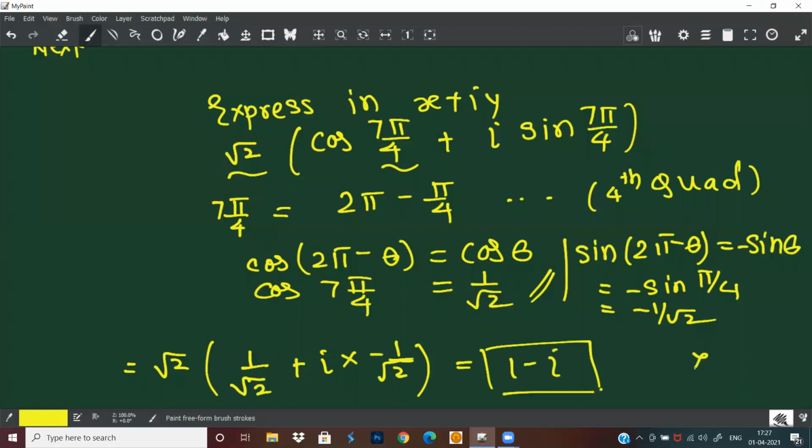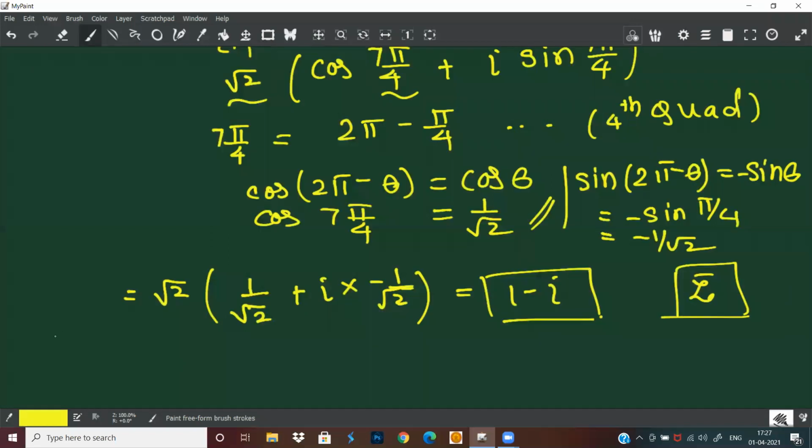You know one thing, Z bar is called the conjugate of Z. The conjugate of a plus bi is a minus bi. You're clear about that, right?